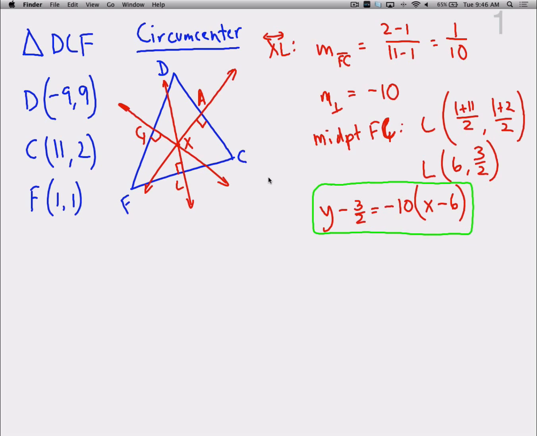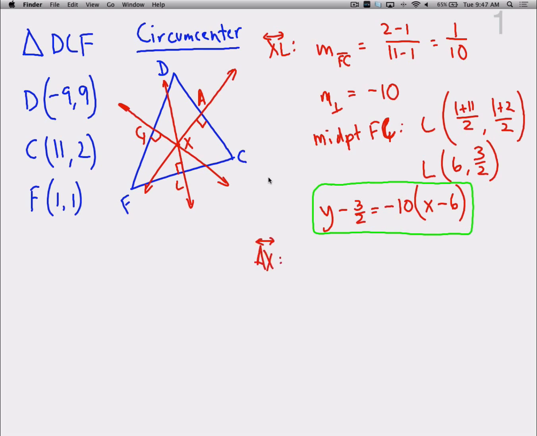That's the equation of XL. Okay, which one do you want to do next? AX or XG? It doesn't matter. There's no wrong answer. Nicole, which one do you want? AX. Okay, so now we're going to find the equation of AX.